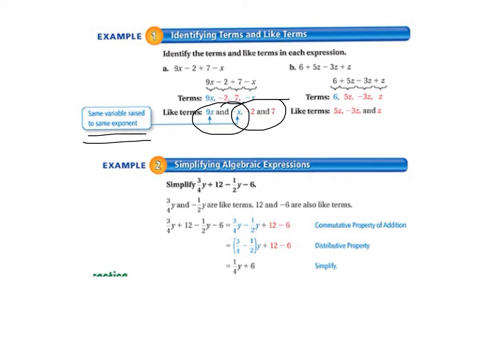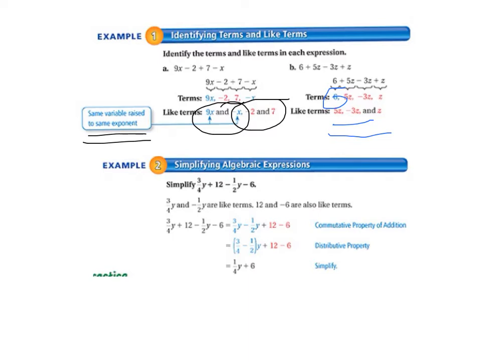So let's take a look at example 1b, and we see that we have 6 plus 5z minus 3z plus z. So if we collect all of the things with z's in them, we see that we have like terms 5z, minus 3z, and z. So 6 is our only term that doesn't have something like it. It doesn't have another constant with it.